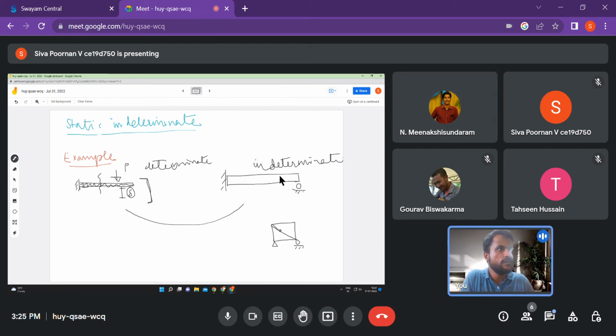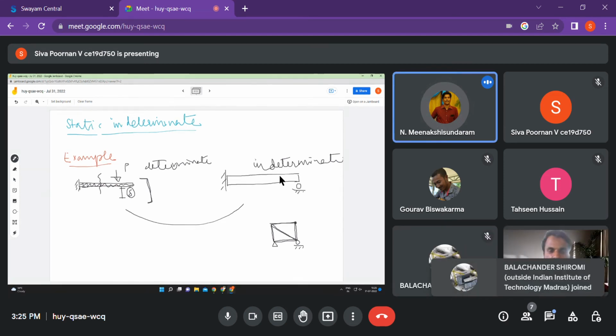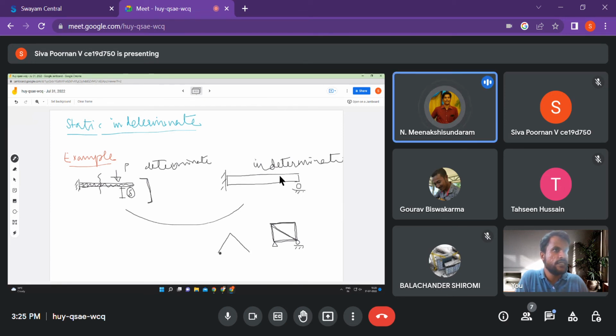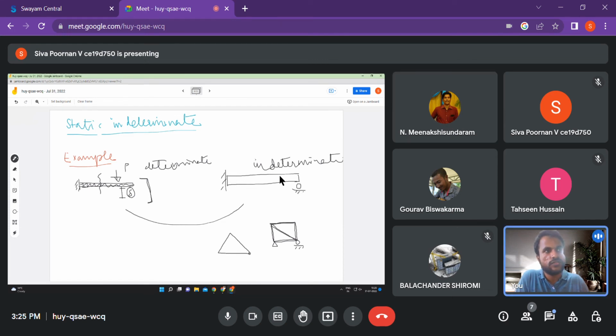Determinate. How do we know? Because it's made of triangles. Yeah, that we could get from intuition. But having triangles alone is not enough to know. So, for example, I can have something like this. Is it stable? Yeah, so it's externally unstable. So we have concepts of external stability and internal stability and so on. But yeah, so how do we know?